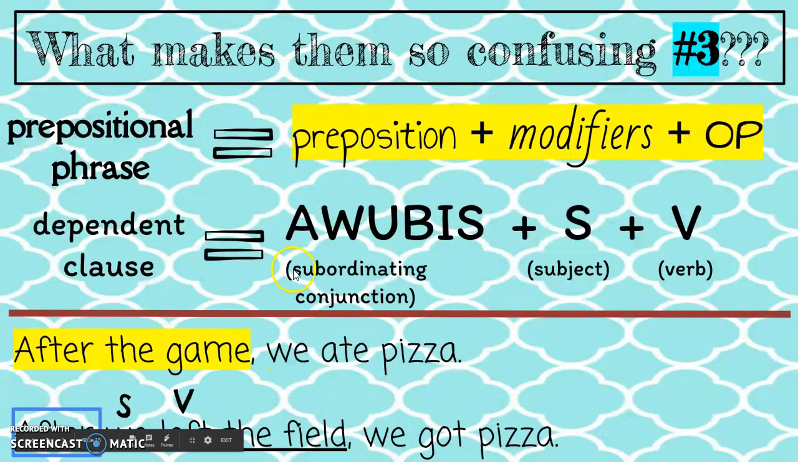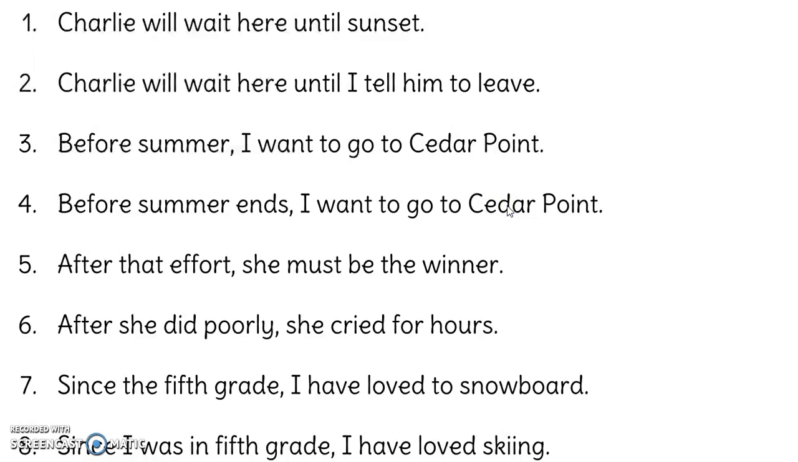So what I want you to do with infinitives, we put brackets around them. With prepositional phrases, we highlight them. When we find a subordinating conjunction, what I want you to do is draw a box around it. And we're probably going to start labeling them SC as we do our sentence diagrams. And then we label the subject and the verb. So we're going to do that up here.